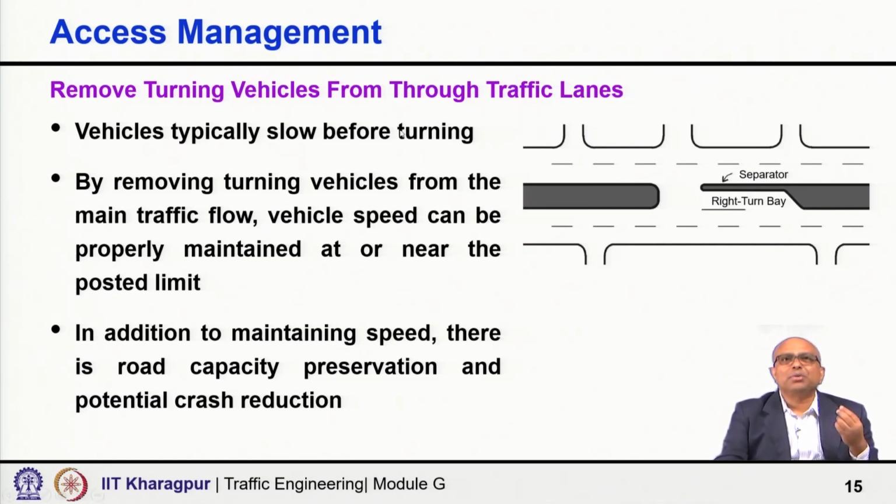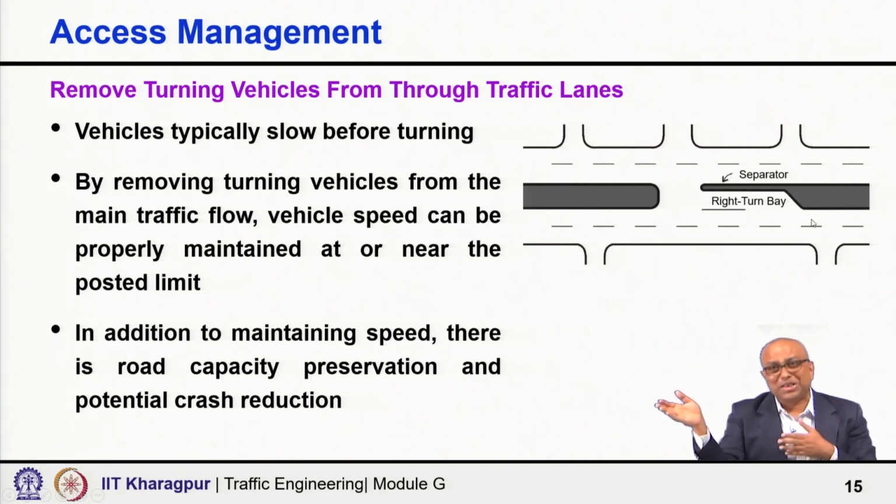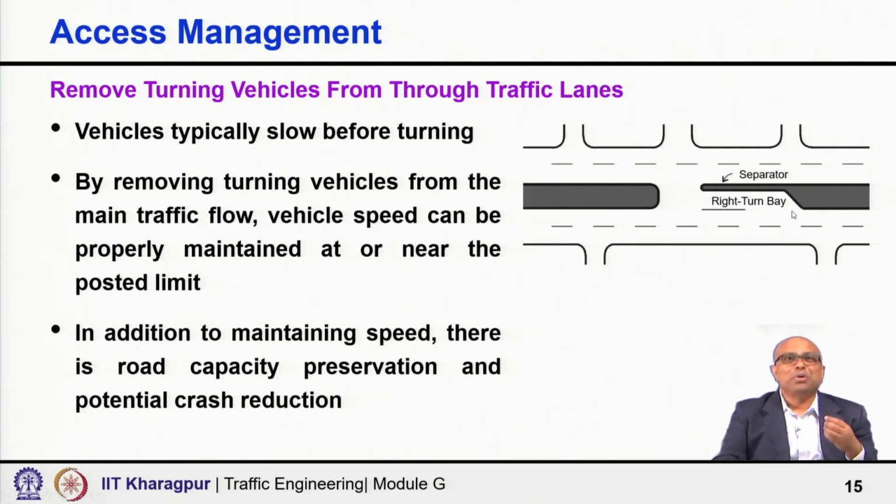So, vehicles typically slow before turning. If our vehicle is right on the main street only, then it will impact the other vehicle, and even a crash may occur, right. So, by removing turning vehicles from the main traffic flow, we are able to put those vehicles in the right turn bay.